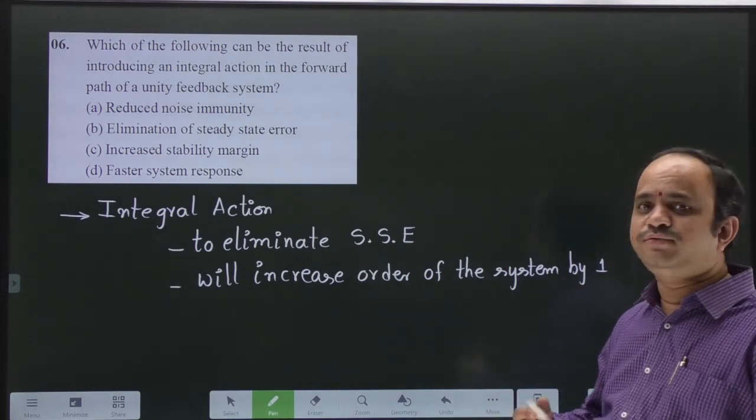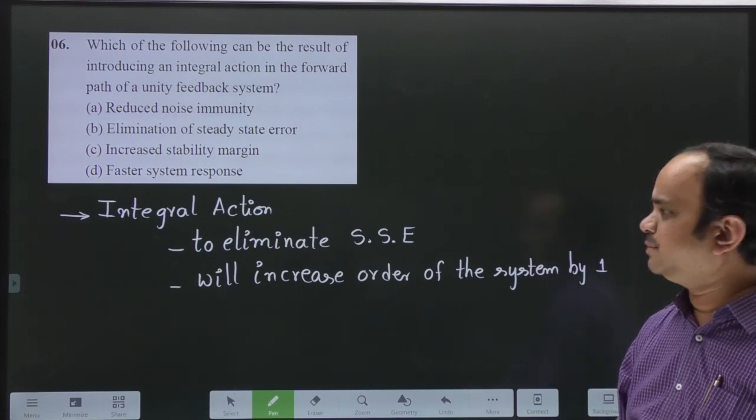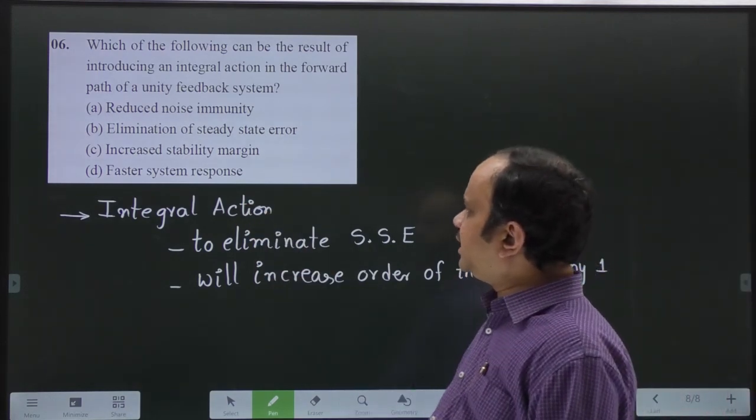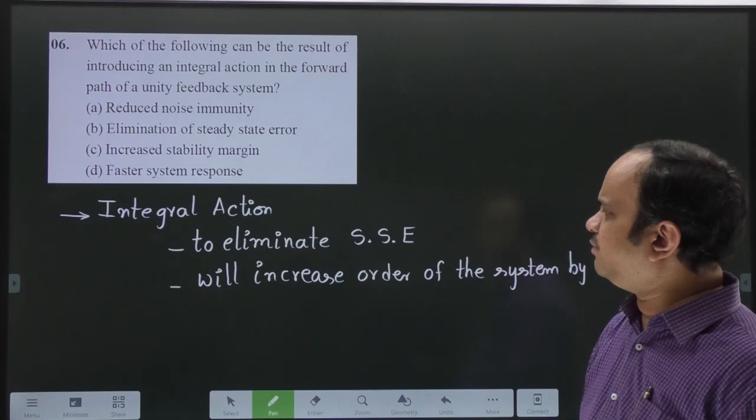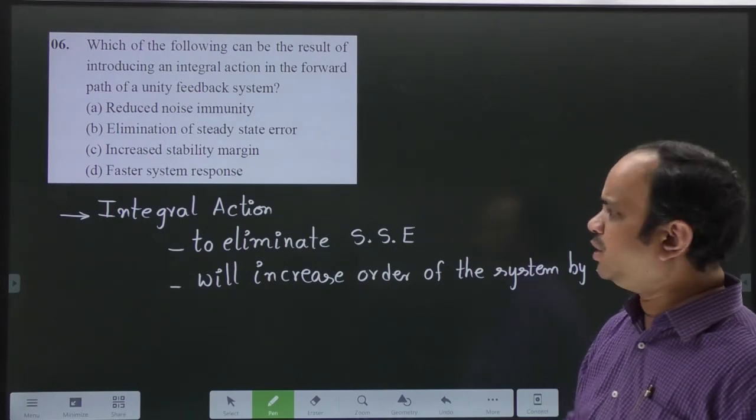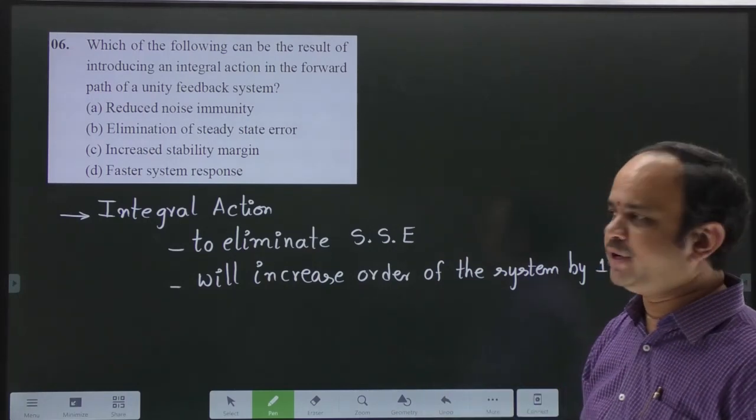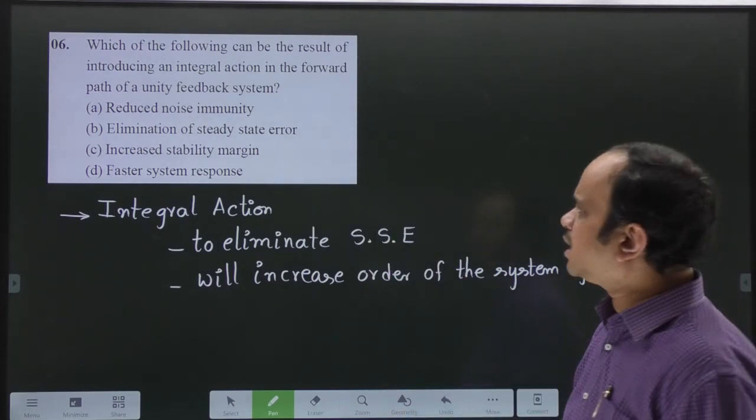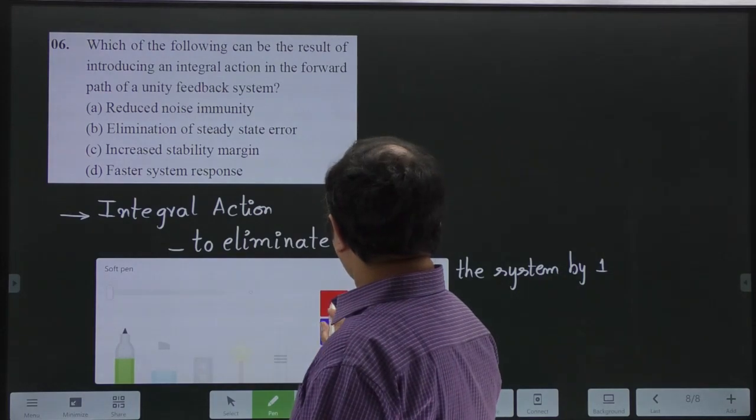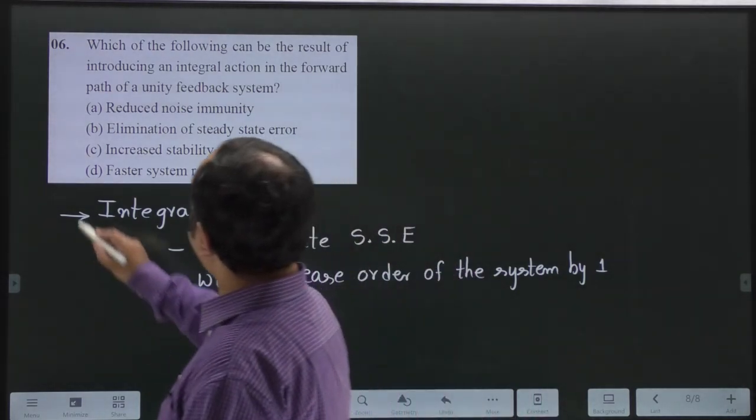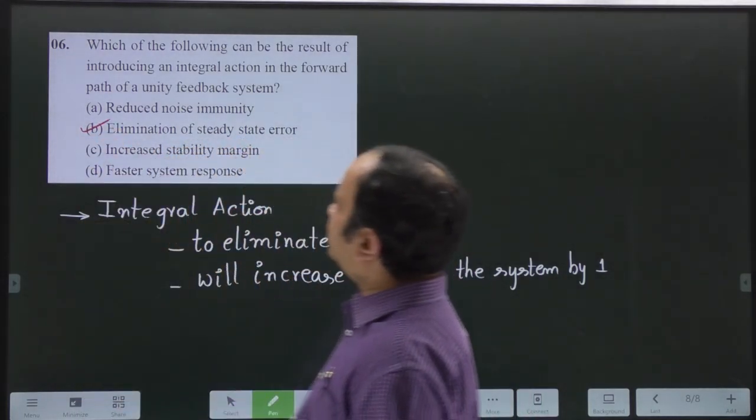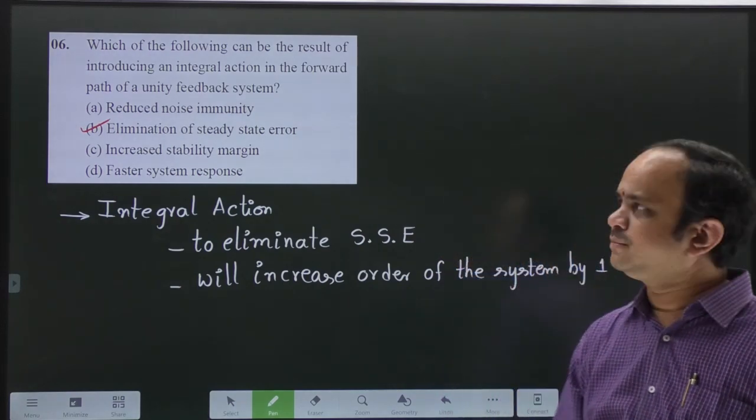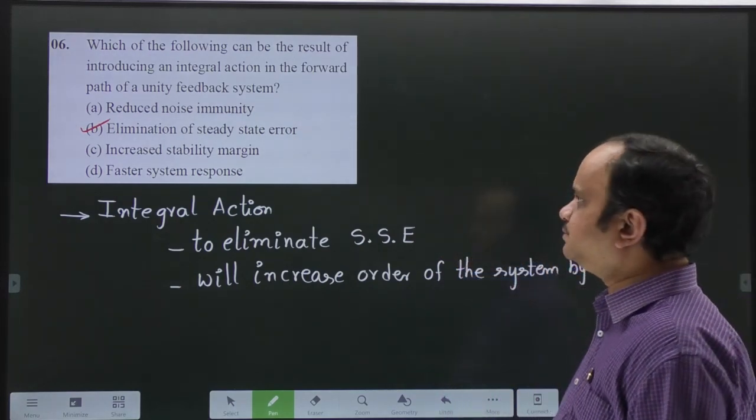The chances of losing stability is high. When we are applying an integral action, we should be very careful whether the system is stable or not. Once the system stability is maintained, the basic property of this control action will be to eliminate steady state error. Hence, option B will be the correct answer. Now, let us move to the next question.